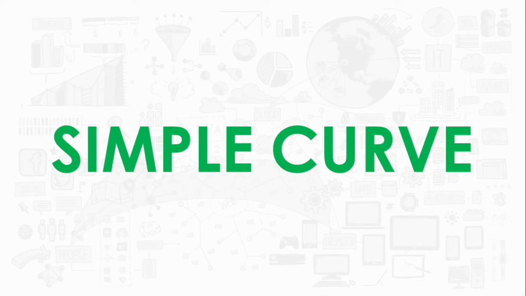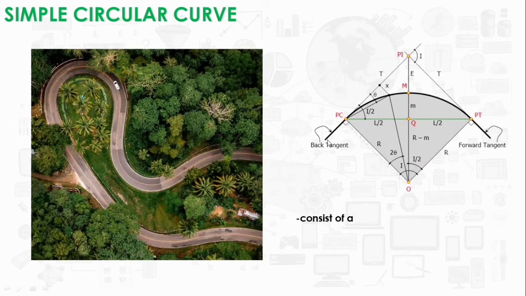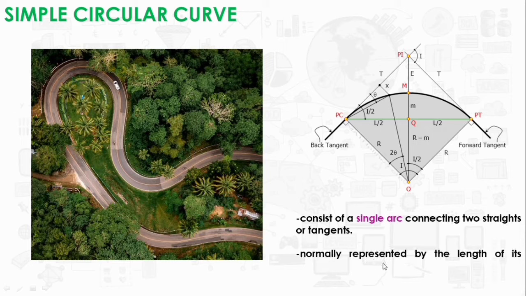What is a simple curve? A simple curve is also known as the simple circular curve. It consists of a single arc connecting two straight lines or tangents. From the word itself, simple, it is just a single arc of a circle. A simple curve is normally represented by the length of its radius or by the degree of curve. What does degree of curve mean? The degree of curve is how sharp the curve is, or how curved the arc is.